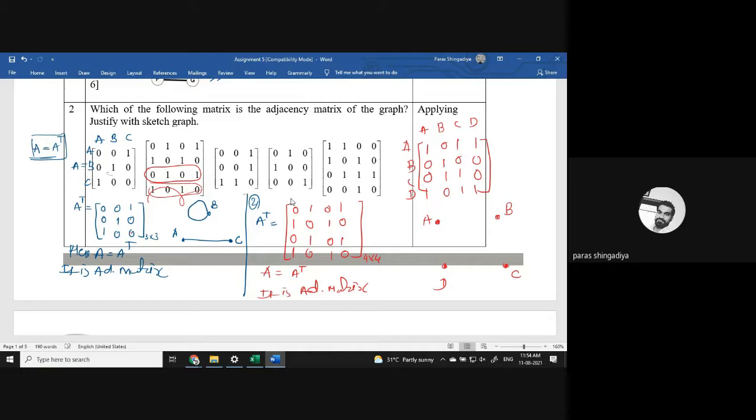Clear? So A to A is connected, which means one loop here. Then after A to B is 0, A to C is connected. So connect A and C. Then A and D is connected. Clear? And then after that, vertex B with B is connected. So keep a loop here. Okay. Then after for C, C to B is connected.